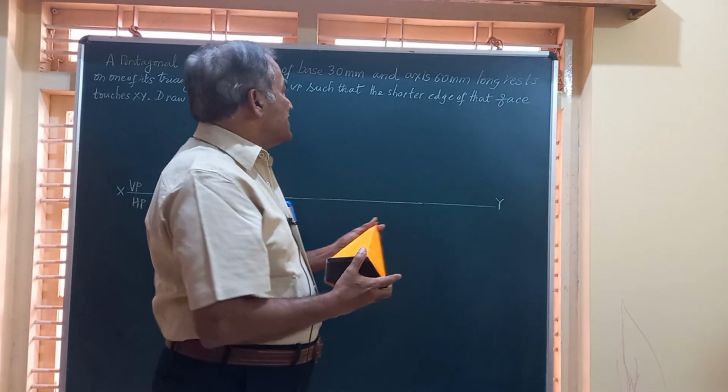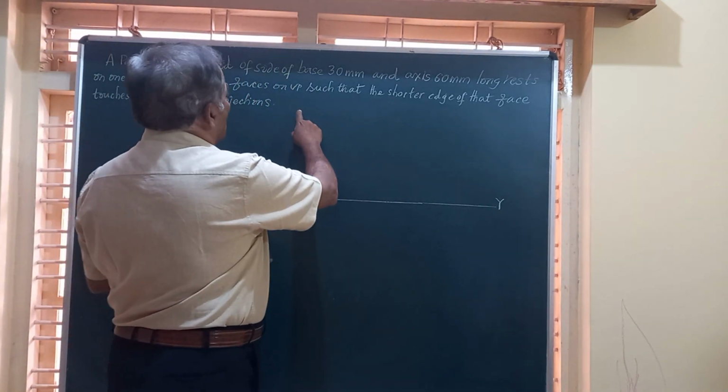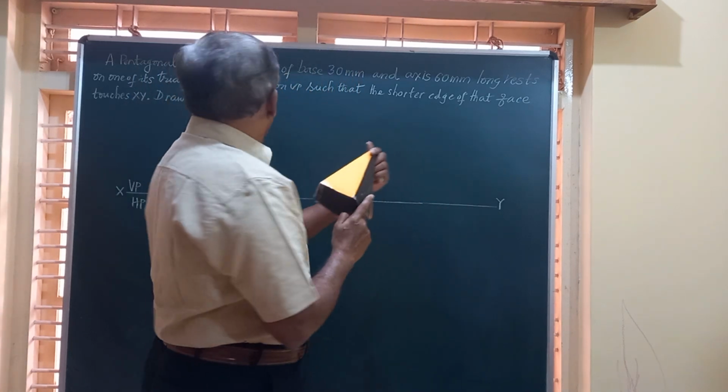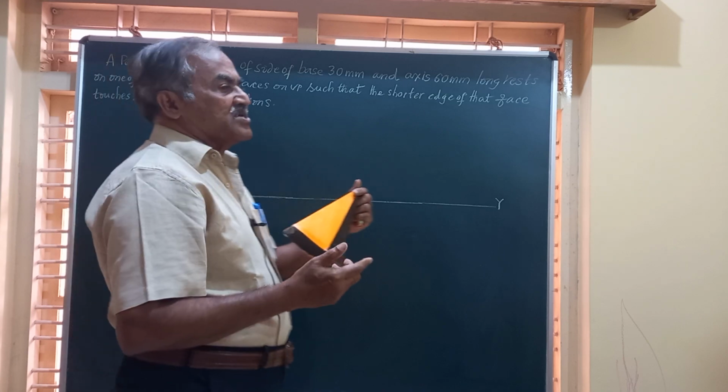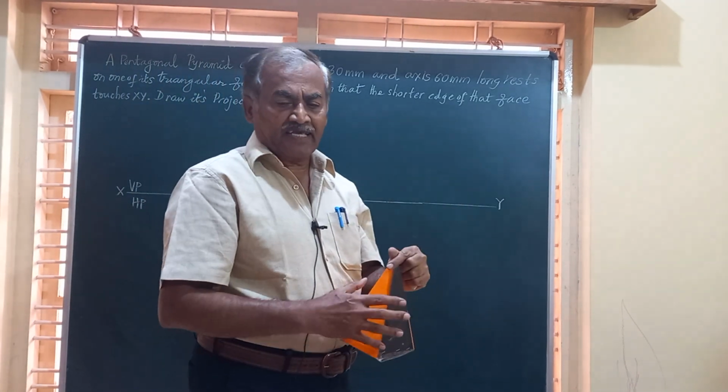And also he has given the condition that it rests on one of its triangular faces on VP such that the shorter edge of that face is on XY or touches XY. So finally this shorter edge should be on the XY.